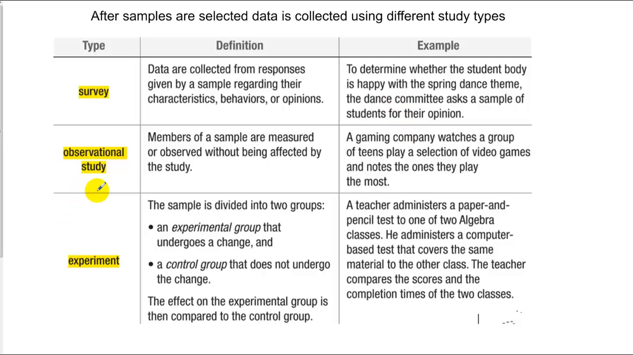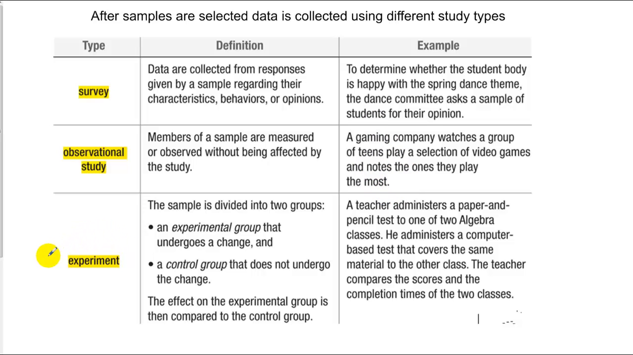There's an observational study which could take place as a method of gathering data, where members of the sample are measured or observed without being affected. So, for instance, a gaming company brings in a bunch of people, sits them down in a room, and puts a bunch of games on the table and says, okay, go ahead and mess around. And then they observe them and find out which games are played the most.